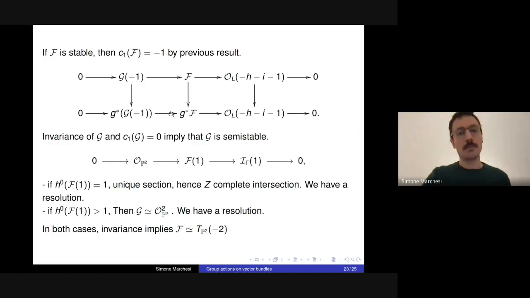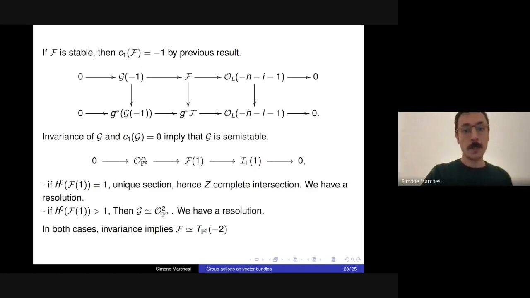So by this commutative diagram, we know that this isomorphism also implies an isomorphism on the left. So this is also G invariant, but this has first term class equal to zero. Therefore, this implies that necessarily G is semi-stable. G semi-stable means that G minus one has a section, there is a map from O minus one to G minus one. So this means that F twisted by one has a global section.